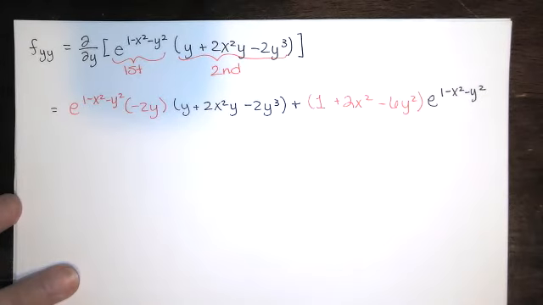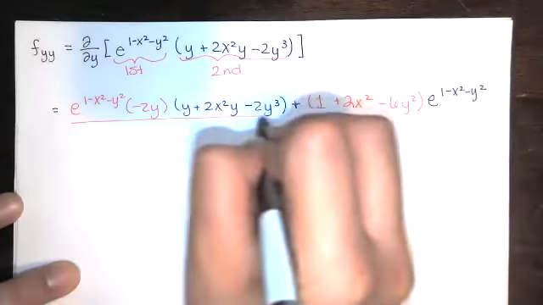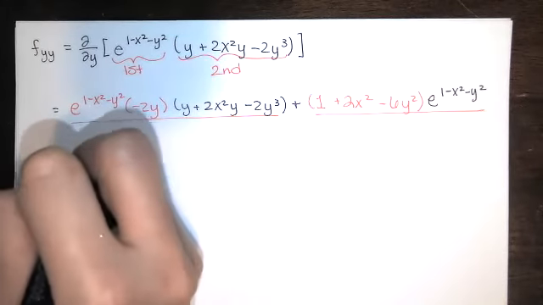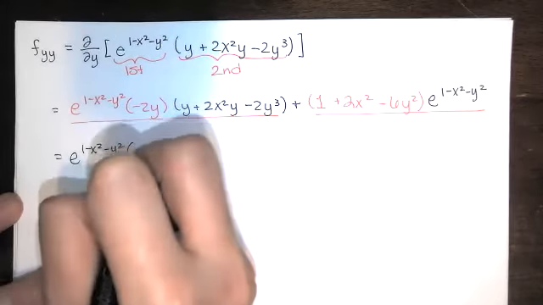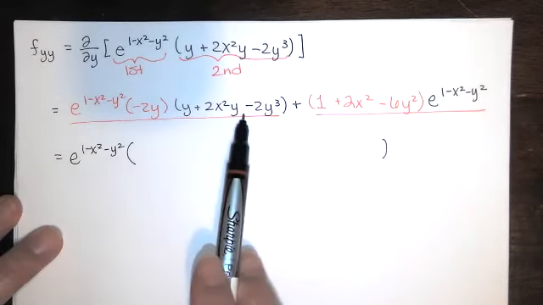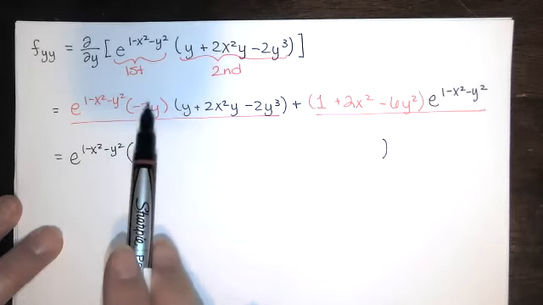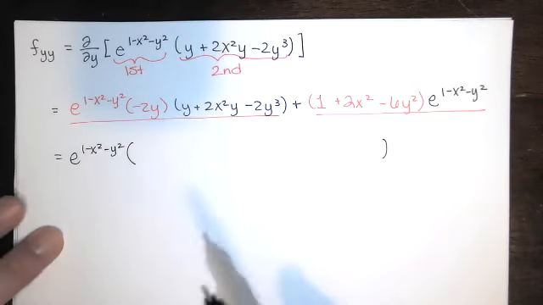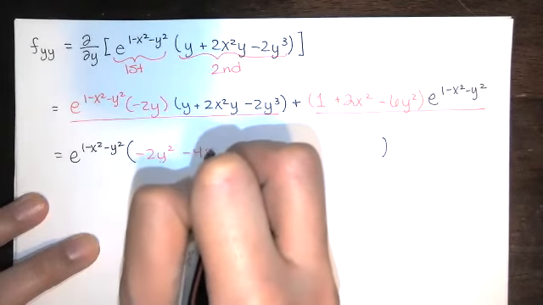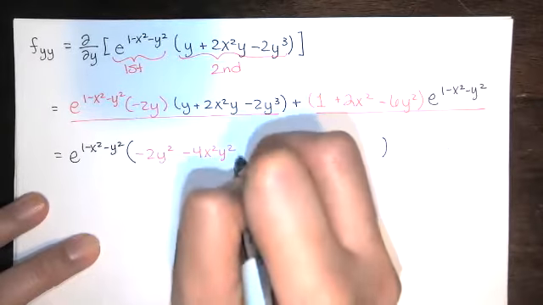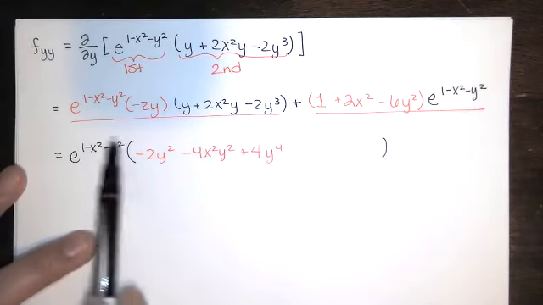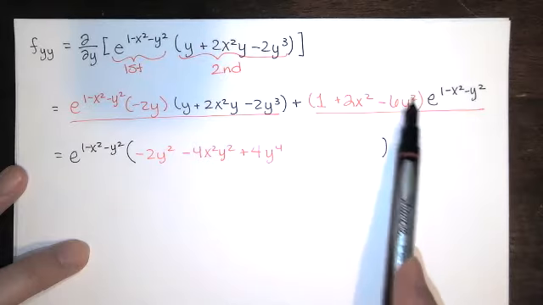Okay? Again, we want to think of this as a term and this as a term. Say, what do they have in common? They have the exponential in common. And then ask yourself what's left over. This times what will give me this? I took this out, so I'm left with this times this. I'll distribute the negative 2y. So I get negative 2y squared minus 4x squared y squared. Negative times the negative, it's going to give me a positive 4y to the fourth. And then I say to myself, this times what gives me this? And it's just this.